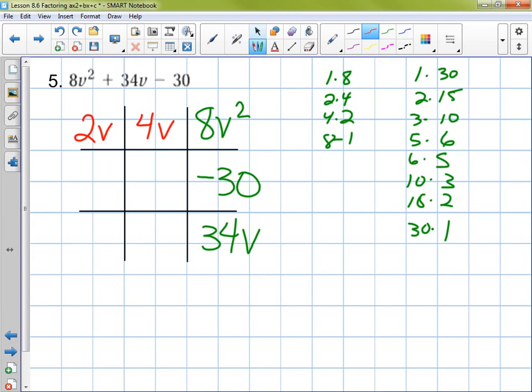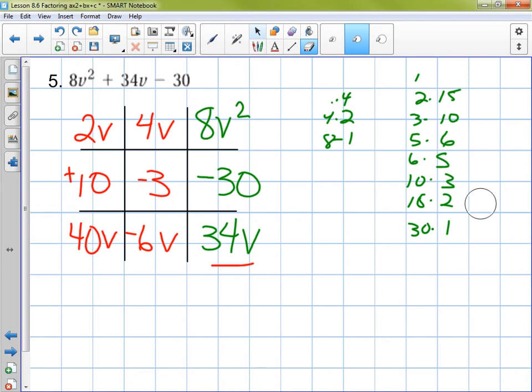How about 10 times 3? And one of them has to be positive and one has to be negative. So I'm going to make the negative smaller and the positive bigger. And if I cross multiply, 10 times 4 is positive 40v, and negative 3 times 2 is negative 6v.